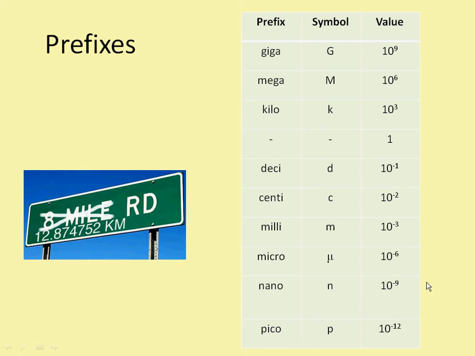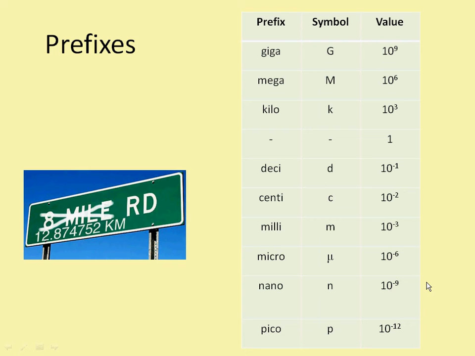There's our base 1. Deci is a tenth, so 10 to the minus 1. Centi, 10 to the minus 2. A hundredth, think of 100 cents in a dollar. Sometimes that helps you to remember how many centimeters in a meter. Milli is 1,000th, 10 to the negative 3rd.